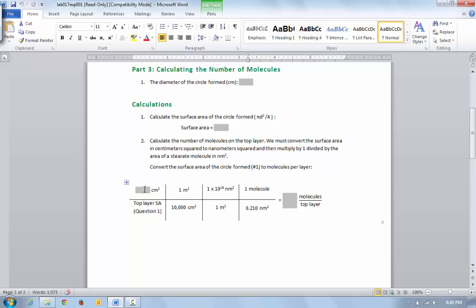So once again, you take this number and multiply everything through on the top. Then you start down on the bottom and take those three numbers and multiply them together. Then you're going to take the top number that you got when you multiplied, divided by the bottom number that you got when you multiplied, and that's the number that goes in here for the molecules per top layer.